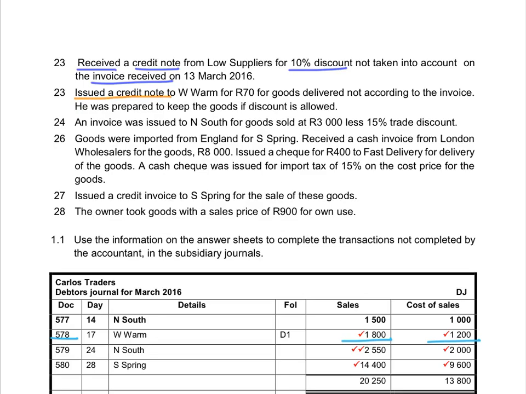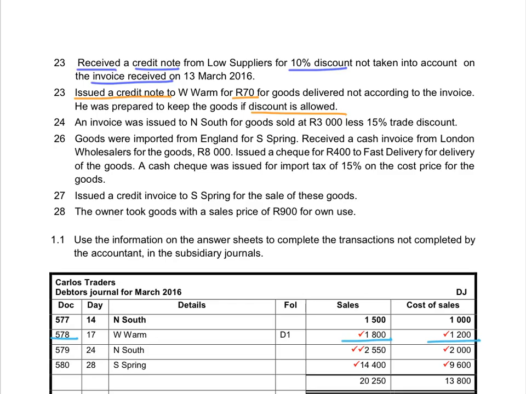So we issued an invoice to him when we sold goods to him. He was not satisfied with the goods because they're not according to the invoice that we gave him. So he was prepared to keep these goods if we allow discount. And therefore we gave him a credit note for 70 Rand to indicate that we are prepared to reduce his account with 70 if he keeps the goods.